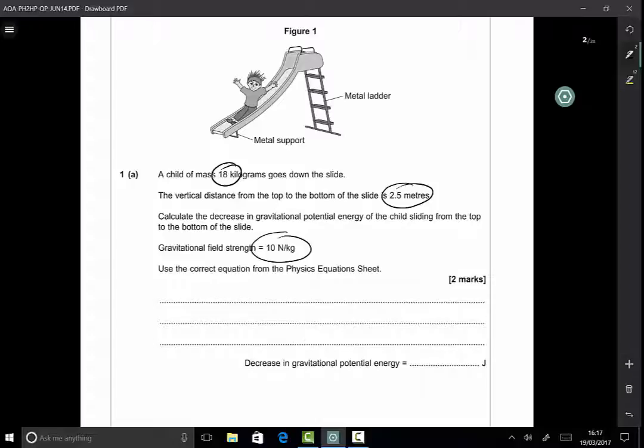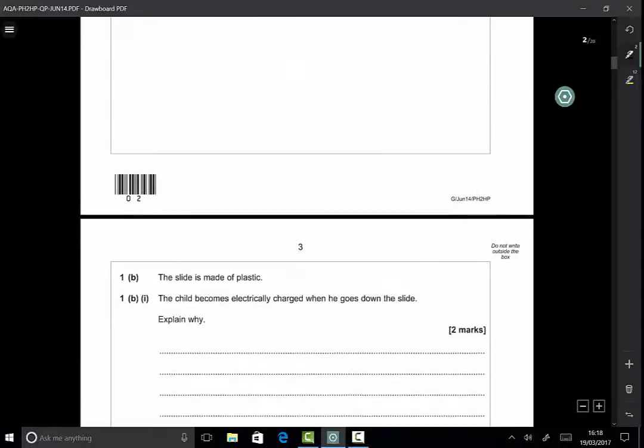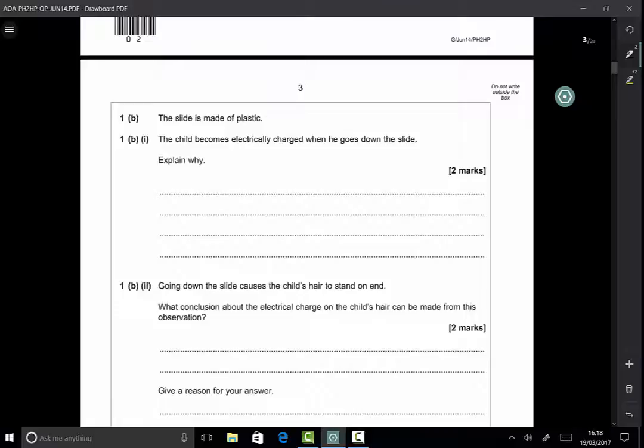So it tells me to use the correct equation from the physics equation sheet. So I look that up and I find that GPE is equal to m for mass times g for gravitational field strength times h for height. So 18 times 10 times 2.5. So I pop that into my calculator. Okay, so 18 times 10 times 2.5 gives us 450 joules. Okay, nice and simple.